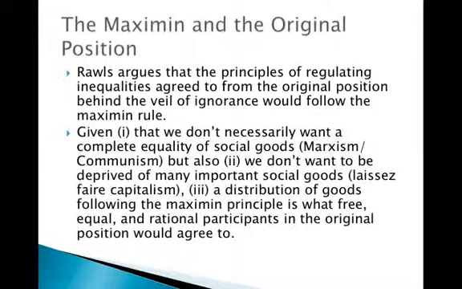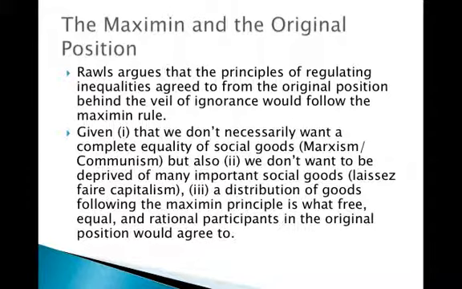So Rawls argues that the principles regulating inequalities agreed to from the original position behind the veil of ignorance would follow the maximin rule. So if you're behind the veil of ignorance in the original position, you'd go by the maximin rule. You try to organize a society in which the worst off are better off than the worst off in other ways of organizing the society. Because you might end up, once the veil is lifted, being worst off in the lowest class.